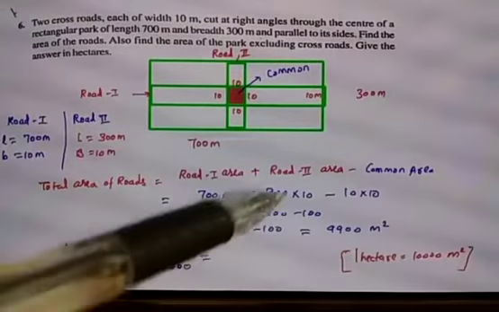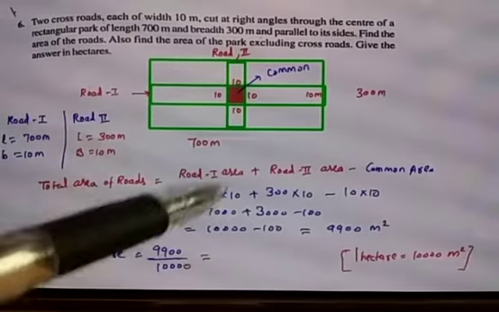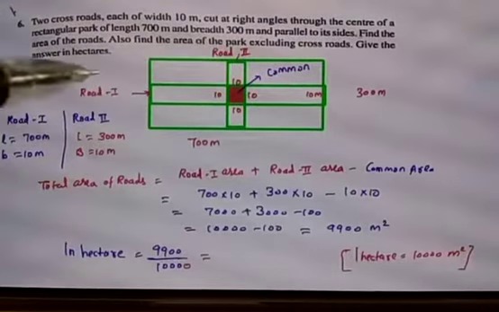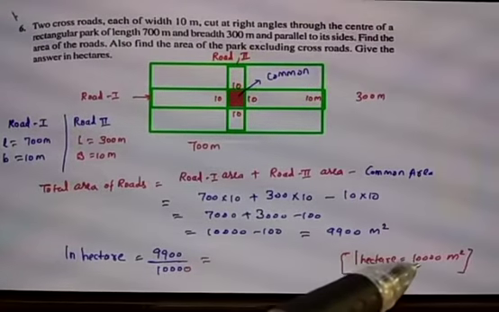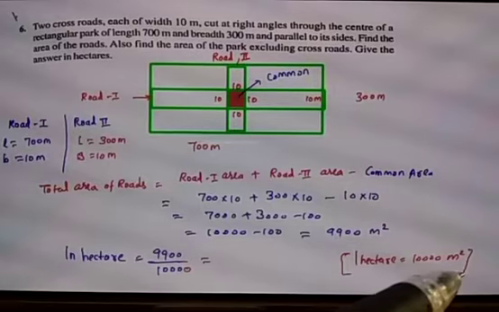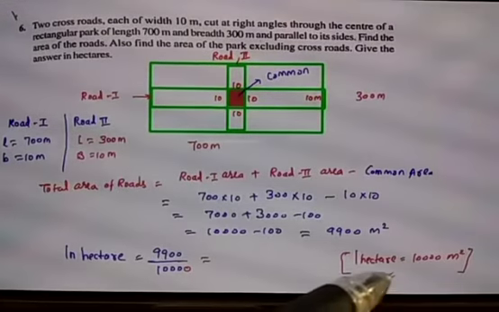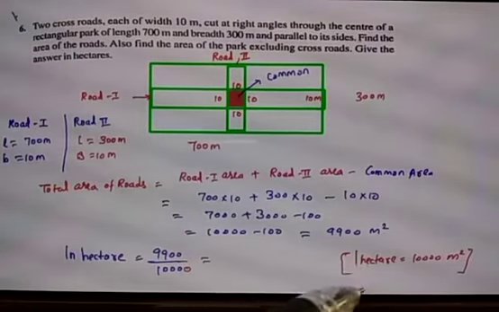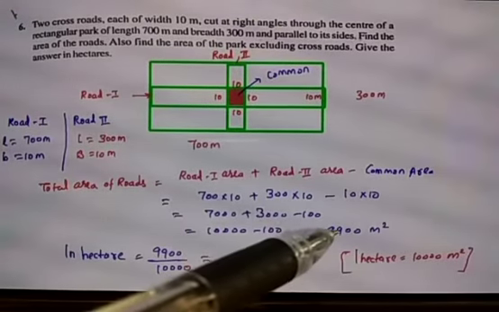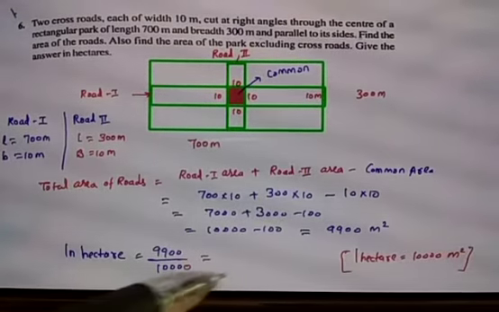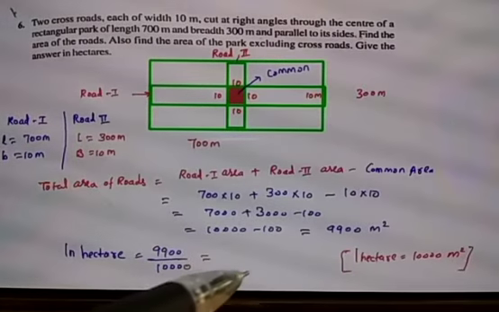Now, this we got as the first answer. The second, what they are saying, give the answer in hectares. Okay, 1 hectare is equal to 10,000 meters square. This you should remember. 1 hectare is equal to 10,000 meters square. So divide by 10,000, you will get the answer there.